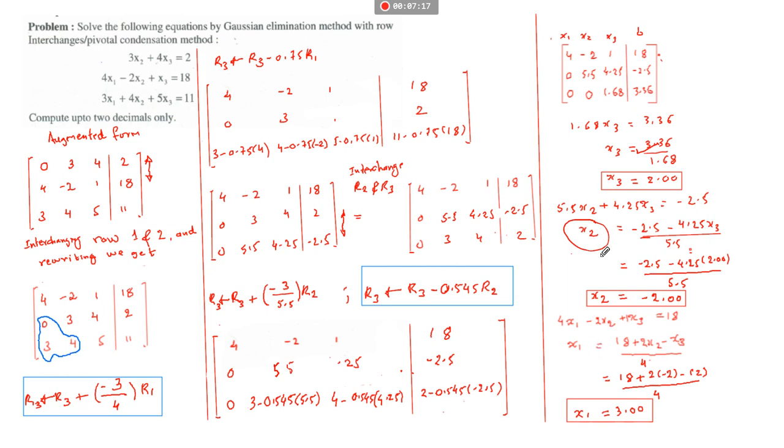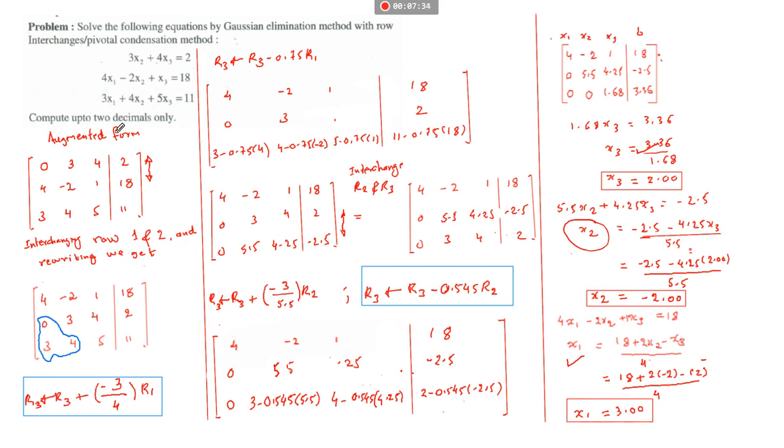In the same way you will say 4x1 minus 2x2 plus 1x3 will be equal to 18. Then you will calculate for x1 by substituting the x2 and x3 values in this equation. Then you will get x1 equal to 3.